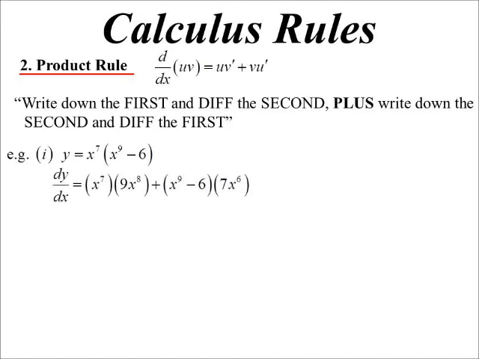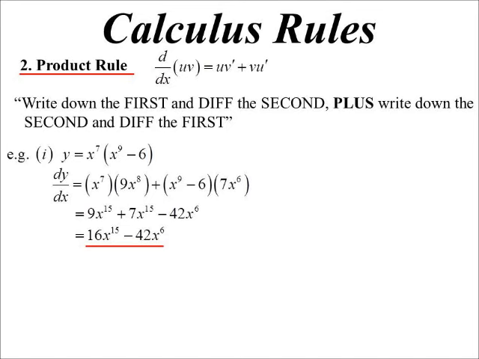Write down the first, x to the power of 7. Diff the second. Well, if I differentiate x to the power of 9 minus 6, I get 9x to the power of 8. Plus, write down the second, x to the power of 9 minus 6. Diff the first. If I differentiate x to the power of 7, I get 7x to the power of 6. Tidying that up, you can see why it looks a bit silly. Why would you use that? Because I'm going to have to expand out anyway. Why didn't I just expand out at the start? Possibly for a question like this, the product rule is a bit silly. But as I say, it's hard to come up with examples at the moment until we've seen some of the other functions.